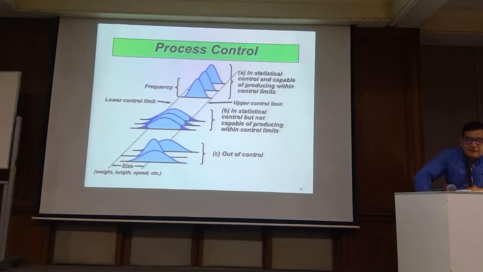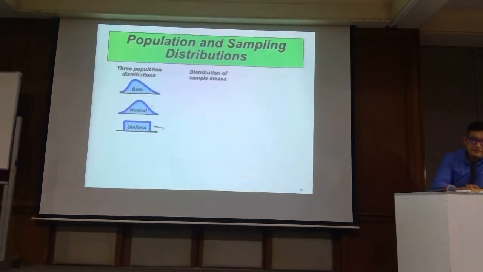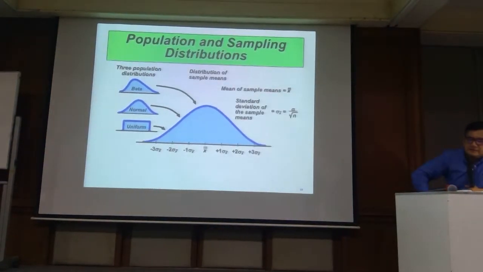But figure A, right, this is the one that we want, because all the outputs stay within the control limit, and the distribution of the sampling is quite the same from time to time, right? And this is the concept of the central limit theorem that I just mentioned.